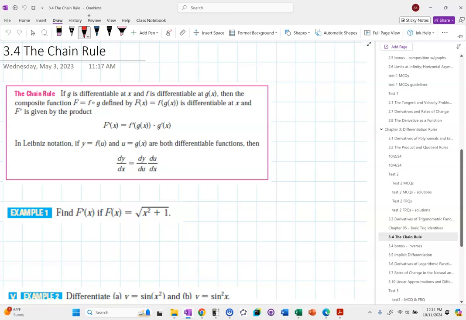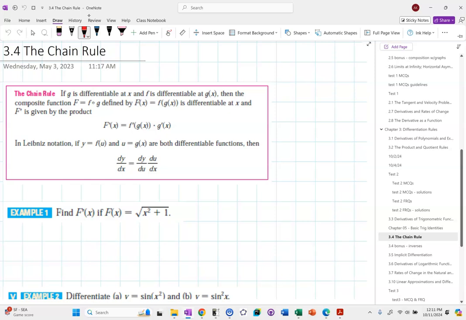Now, I think that's a gross notation. This is the way that I think about it. When you have a composition, you have an inside function and an outside function, right? It's the derivative of the outside times the derivative of the inside. That's, I think, the easiest way to conceptualize what we're doing with the chain rule. So it's like the derivative of the outside times the derivative of the inside.